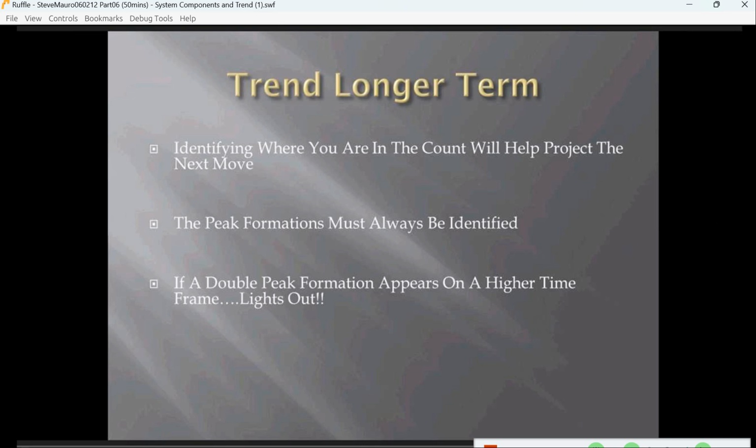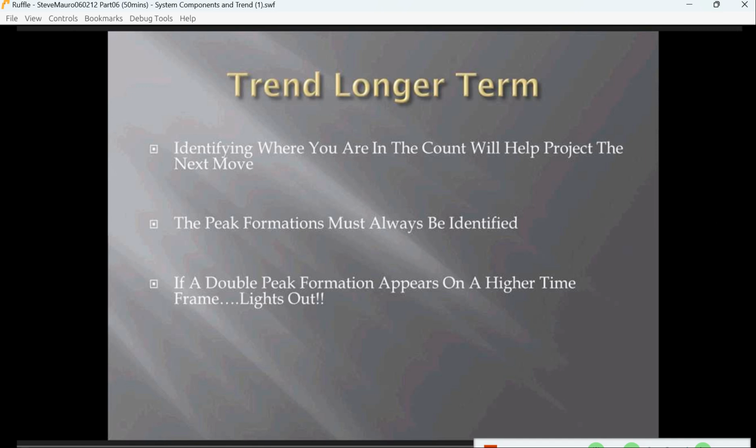Identifying where you are in the count will help you project what the dealer's next move is going to be. The peak formations must always be identified. Look at the 4-hour chart. Bracket off the first 8 hours. Look for the dealer to exploit the level and form the HOW, the high of the week, or the LOW, low of the week.